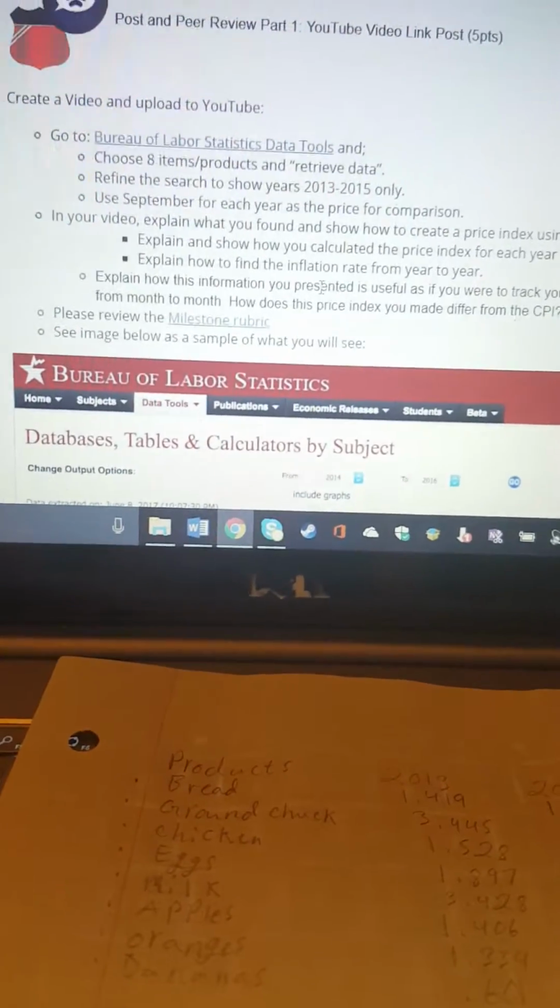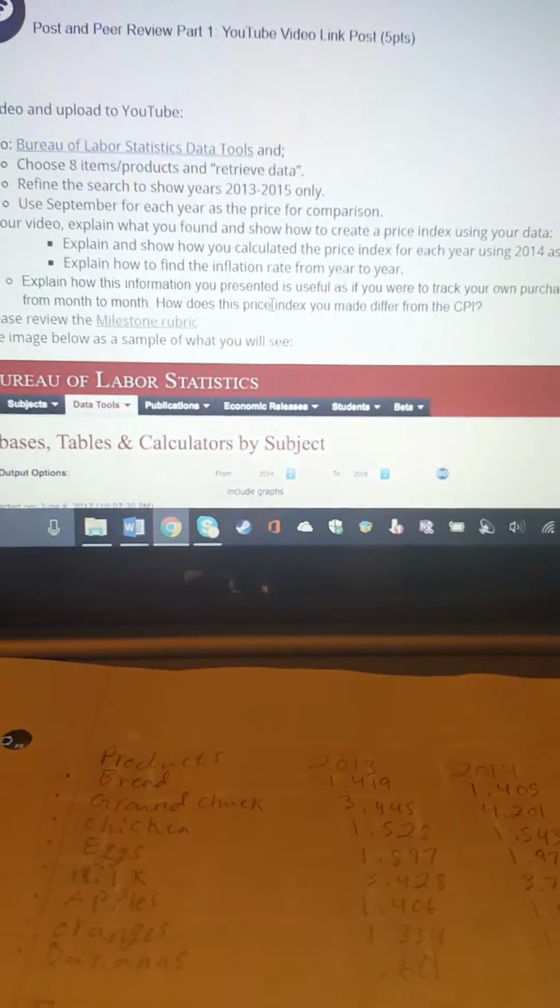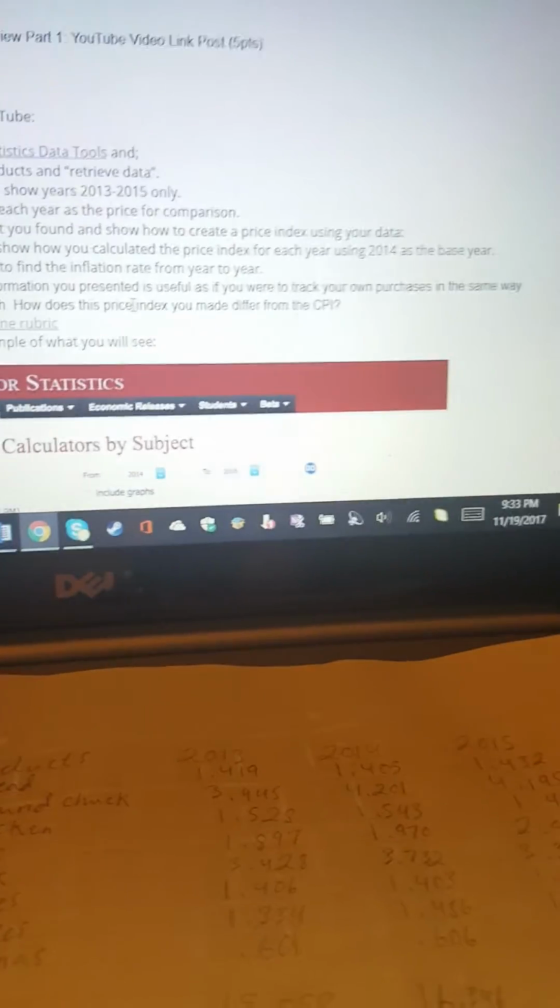And I believe this would be a very simple way of finding my products. For that last question that we have, let's see here. Explain how this information you presented is useful as if you were to track your own purchases in the same way from month to month.